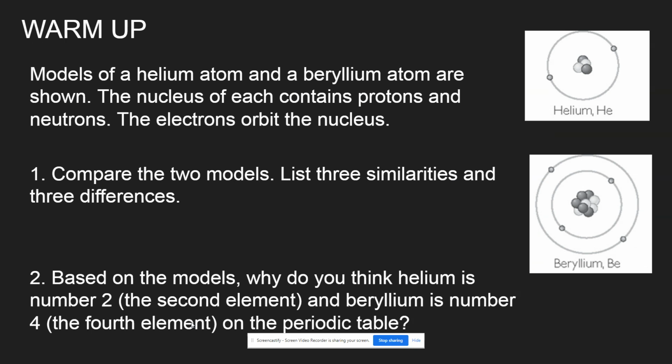So let's do a little warm-up here. So you want to make sure you have a periodic table in front of you. Models of a helium atom and a beryllium atom are right there to the right on your screen. The nucleus of each contains protons and neutrons, and the electrons orbit around the nucleus, okay? I want you to compare the 2 models that you have there. So you're going to take a look at those pictures, and you're going to come up with 3 similarities and 3 differences. So give yourself a moment, pause this, and write down some things.